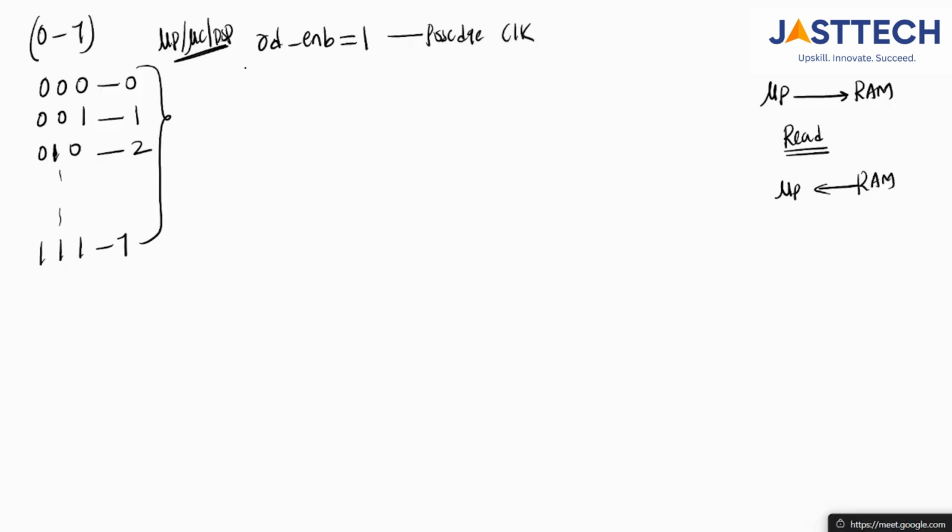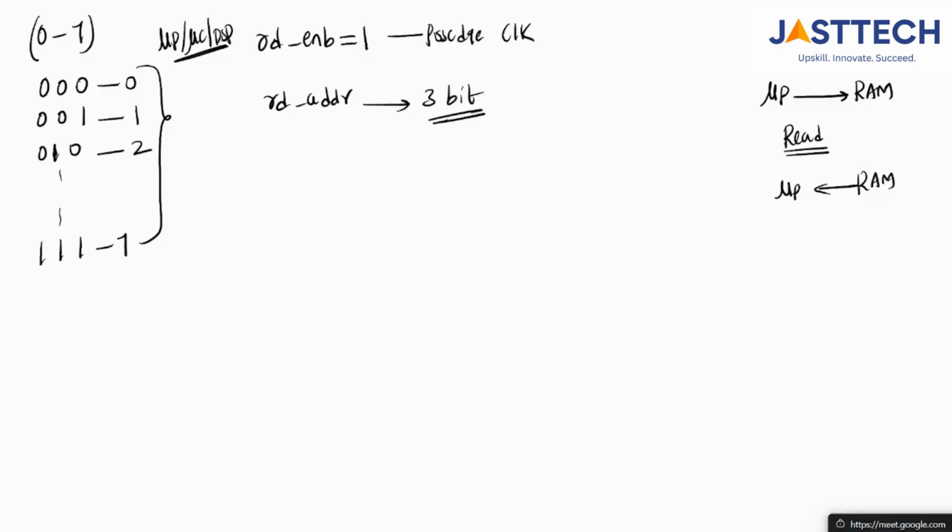After that you are making the read address. So where you want to read the data from, that address you should have. How many bits is this? 3 bit.